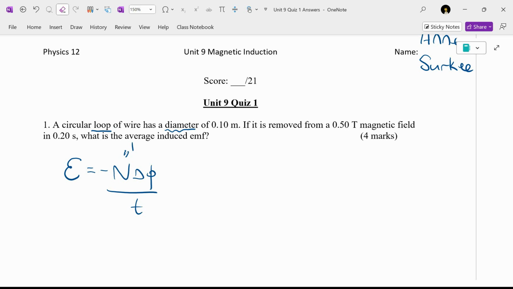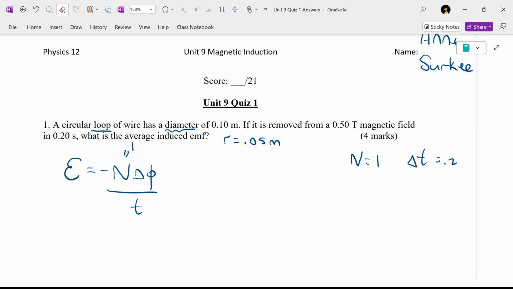It says it has a diameter. We don't use diameters in physics. We use radiuses or radii. So I'm going to make a little note. R equals 0.05 meters. And now I'm good to go. I know that N equals 1. I know that the change in time equals 0.2.